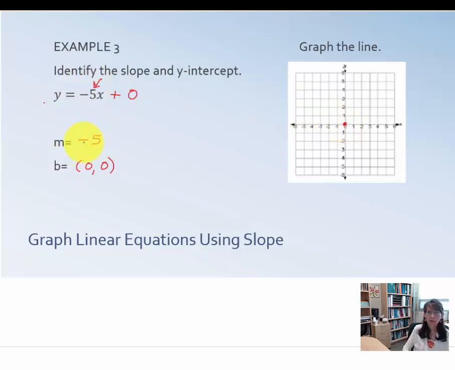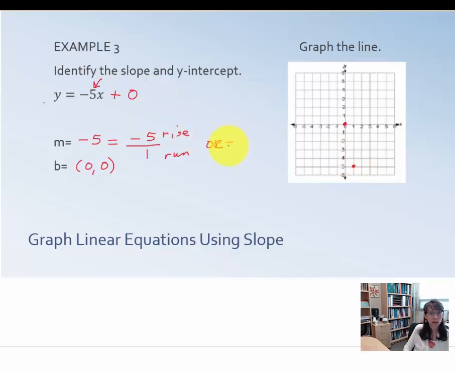Now you might be thinking, well, with negative 5, I don't see a rise and a run. So think back to how could we change an integer into a fraction? So anytime we divide by 1, we're not changing the value of a number, but it is a nice way to now have a rise over run. So from the origin, we're going to go down 5 units and then to the right 1.